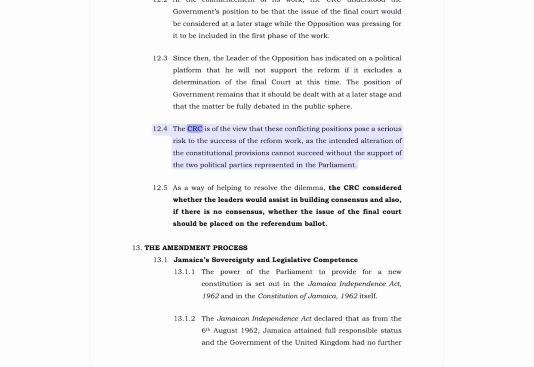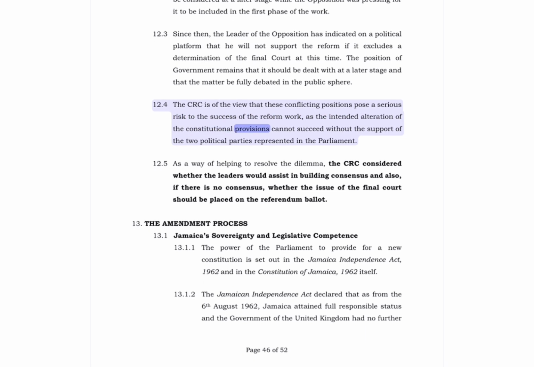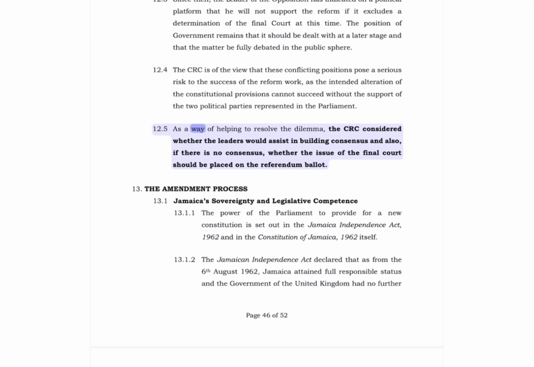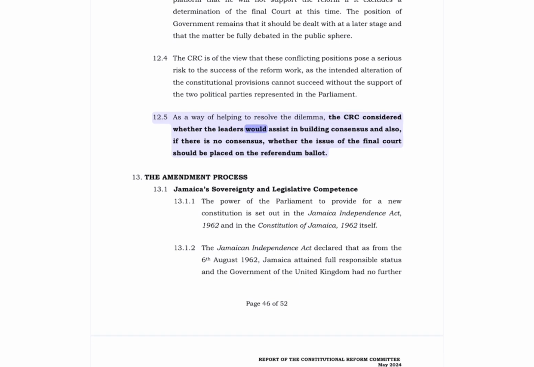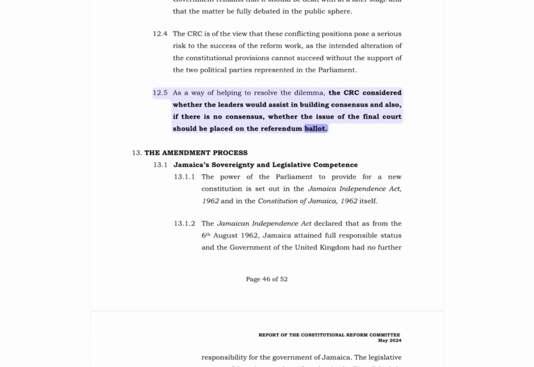12.4 The CRC is of the view that these conflicting positions pose a serious risk to the success of the reform work, as the intended alteration of the constitutional provisions cannot succeed without the support of the two political parties represented in the Parliament. 12.5 As a way of helping to resolve the dilemma, the CRC considered whether the leaders would assist in building consensus and also, if there is no consensus, whether the issue of the final court should be placed on the referendum ballot.